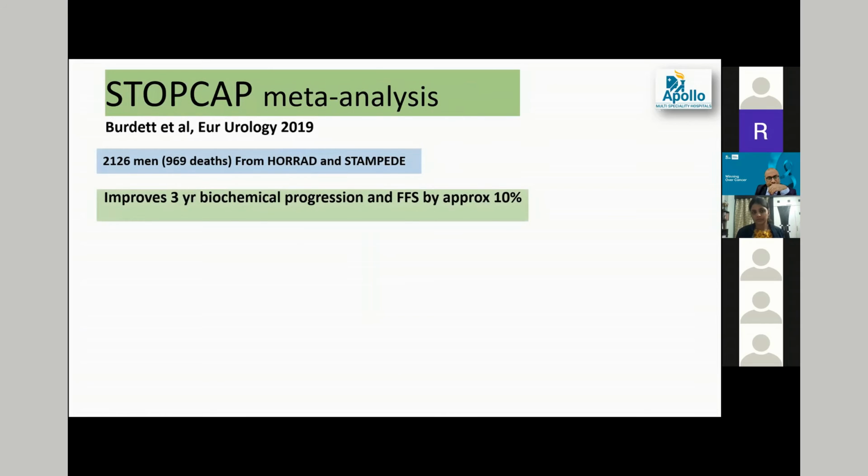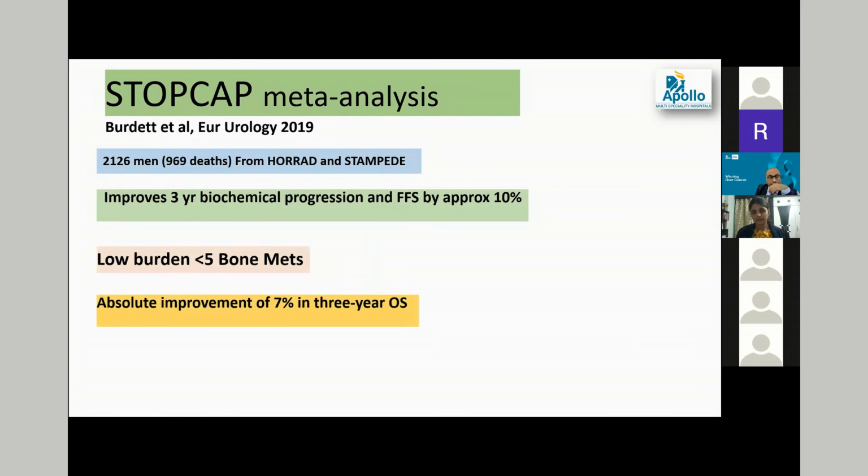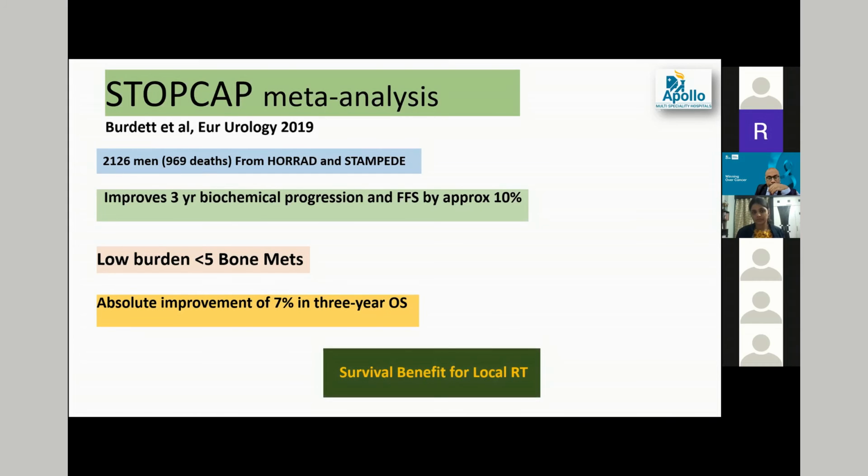So there is a meta-analysis called the STOPCAP meta-analysis. They have taken the HORRAD data and the STAMPEDE data, 2,126 men, and there were 969 deaths. Improved 3-year biochemical progression and failure-free survival by approximately 10%, and in low burden, less than 5 bone mets, an absolute improvement of 7% in 3-year overall survival. So they have shown that there is actually a survival benefit, an absolute benefit of 7% in 3-year overall survival, if we offer local RT in low burden metastatic prostate cancer.